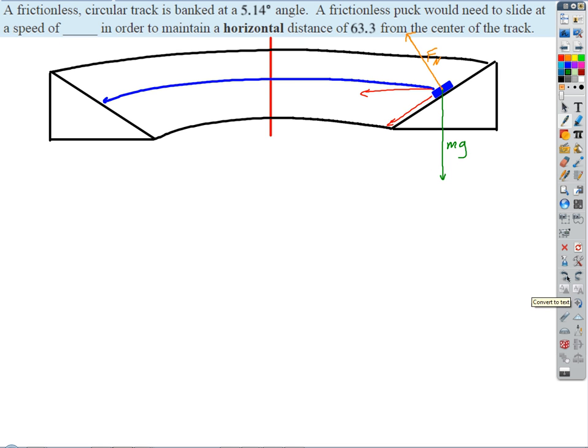All right, so then what we need to do is break up the normal force into components, right? We need to break the normal force up into a y component and what we might call a centripetal component.